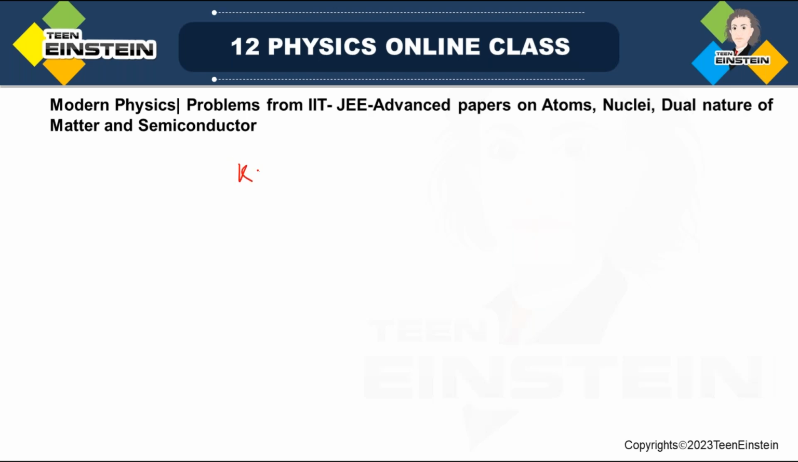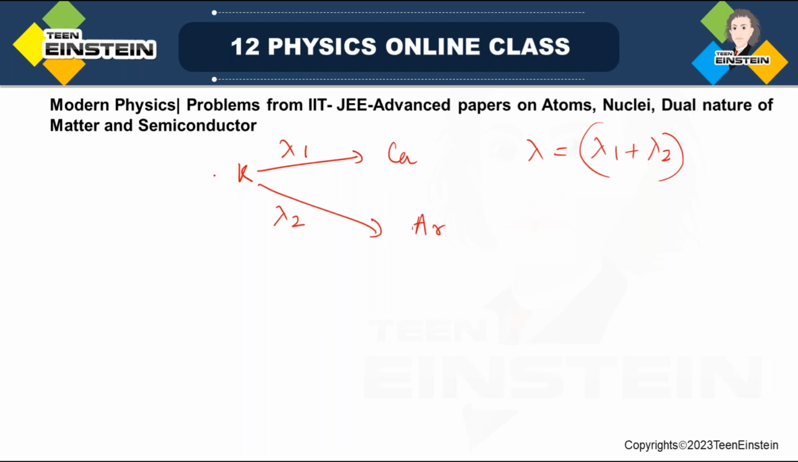So we have seen potassium goes to calcium, and it goes to argon, and this is lambda 1, this is lambda 2. We know that. So what is the total lambda decay? Because we see in the same time frame there is actually equal probability of getting decayed into both. So I can just take lambda 1 plus lambda 2. This is the total decay constant of the radioactive nuclei.